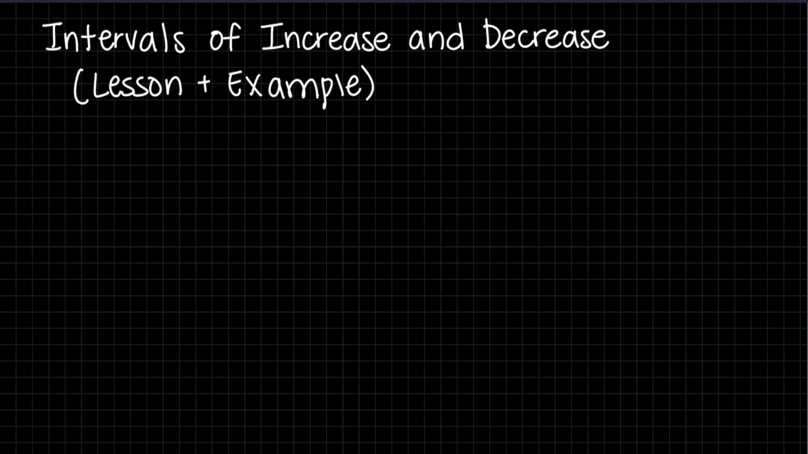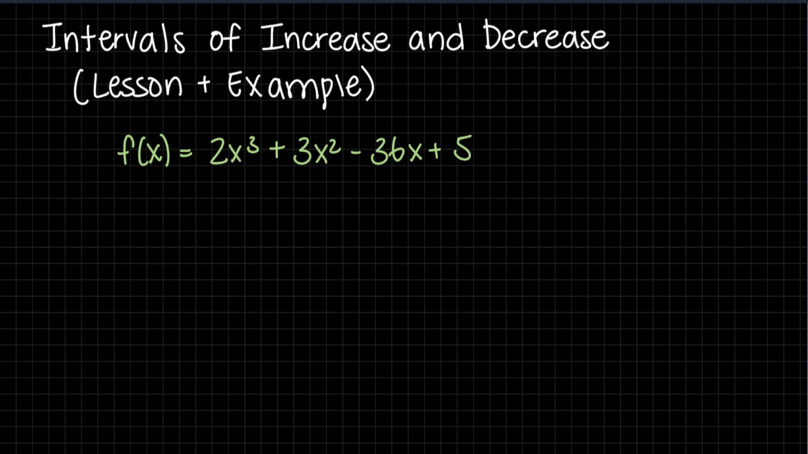To illustrate this idea, let's say we have the cubic function f of x is equal to 2x cubed plus 3x squared minus 36x plus 5. In order to sketch this graph, we can either take some values of x, say 0, 1, 2, 3, 4, and plug it into our equation and use those points to plot the graph. However, this will take forever. Instead, what we can do is find some tangent lines and connect them together to make a graph.